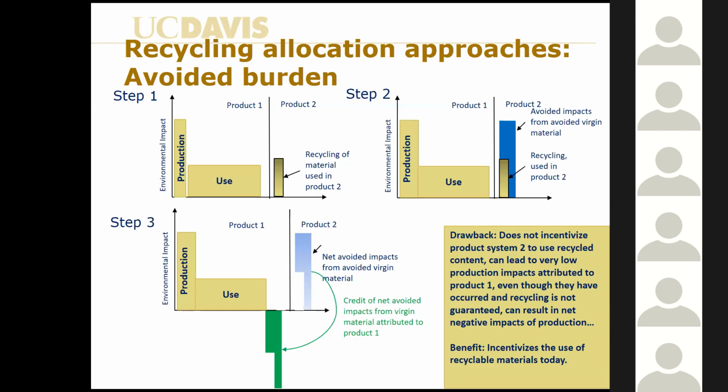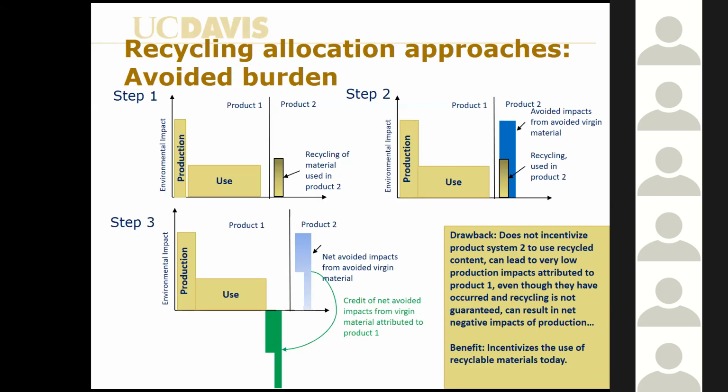Okay, so that blue area is what we call avoided burden. That avoided burden isn't real in the sense that it was never there to begin with, but in theory, because we've generated recycled content or recycled material, we avoid that burden. And then in the final step 3, we basically credit product system 1 with avoiding all of those impacts associated with avoided virgin material. So that green bar that's negative there basically says now product 1 gets to take credit for all of that avoided burden that's occurring in product system 2.